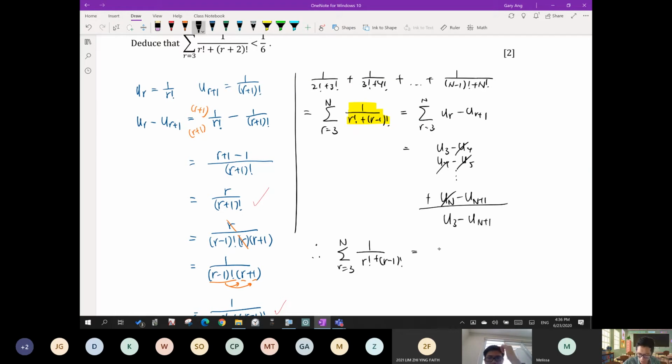All right, equals u3, which must be 1 over 3 factorial, right, which is 1 over 6. Okay, that's pretty easy. And then minus 1 over (M plus 1) factorial. Done. Okay, so pretty easy, right? I hope you do have a sense that it's okay. All right, now how do you get your 3 marks like this?